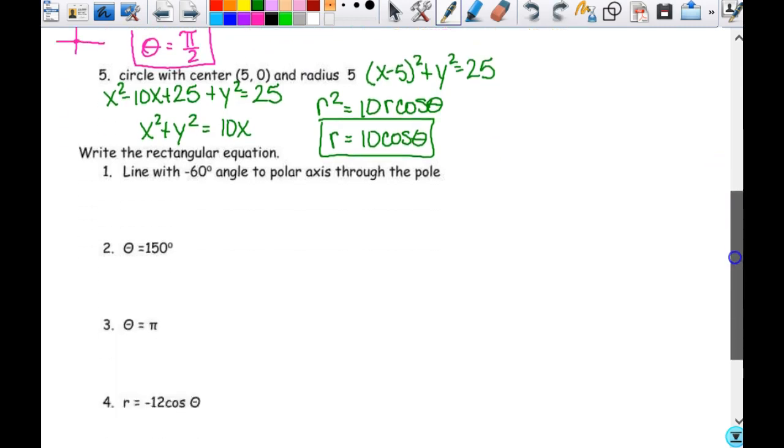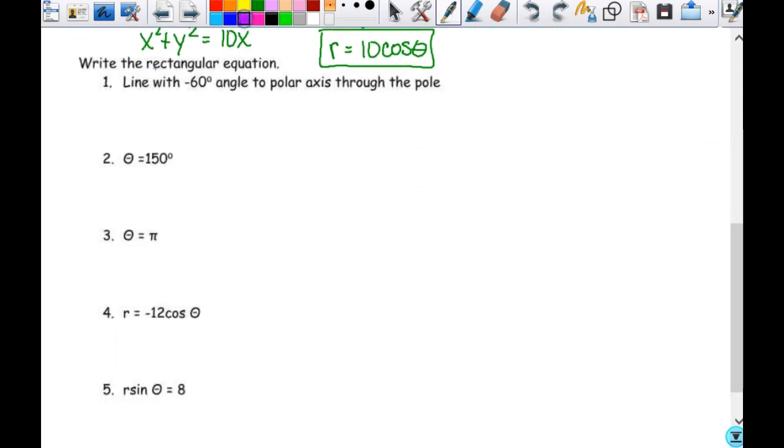So now I am changing these to rectangular, which means I have to have an x and a y in there, and I need to get the r and the thetas out. So if I have on number 1 a line with a 60-degree angle to the polar axis through the pole, that means my polar version of this equation is theta equals negative 60. Right, well, I need theta out of there, and I need x and y in. So to substitute for theta, what you substitute theta in for is the tangent inverse of y over x. That's equal to negative 60.